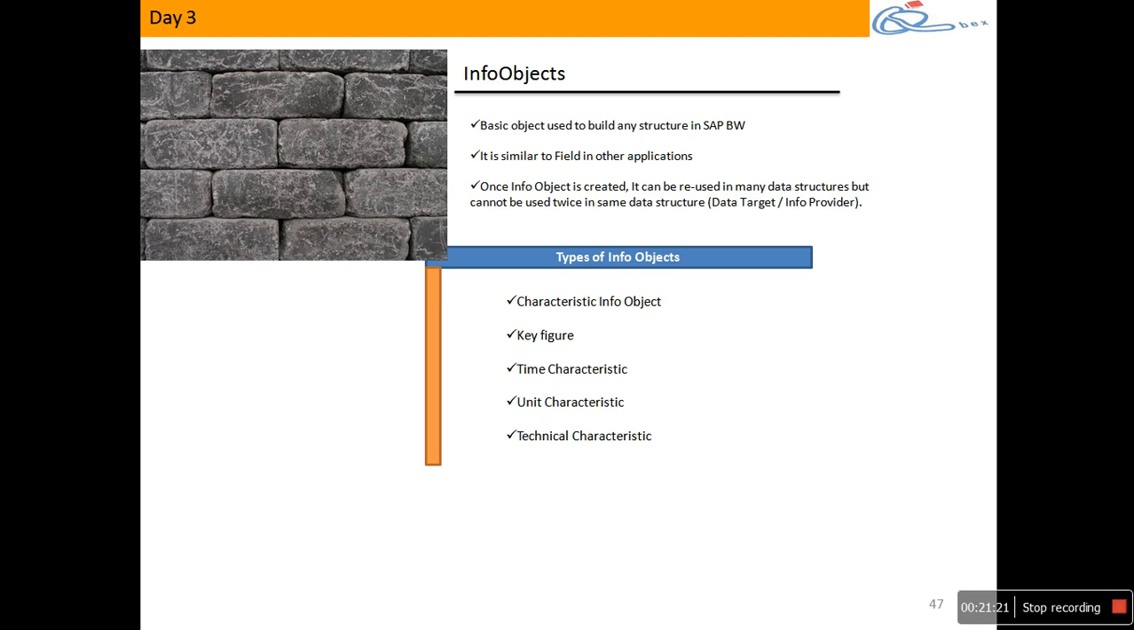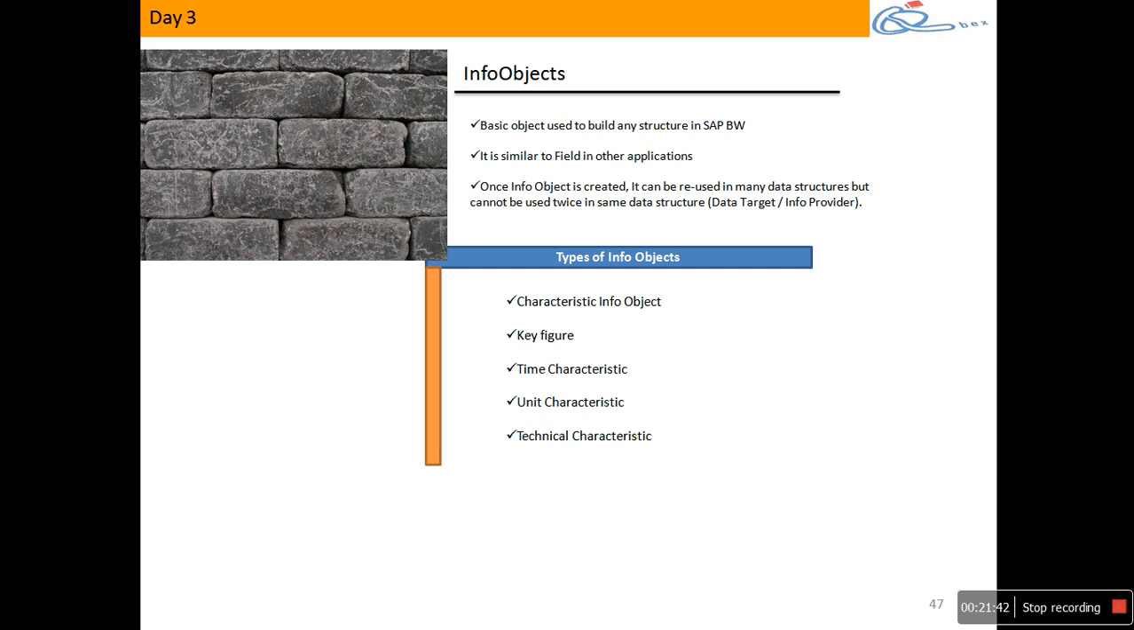Okay, done. So, unit characteristic InfoObjects are those which hold a list of currencies or a list of unit of measures. In these two scenarios we go for unit characteristics. Clear? Done? Okay. Next. Technical characteristics.